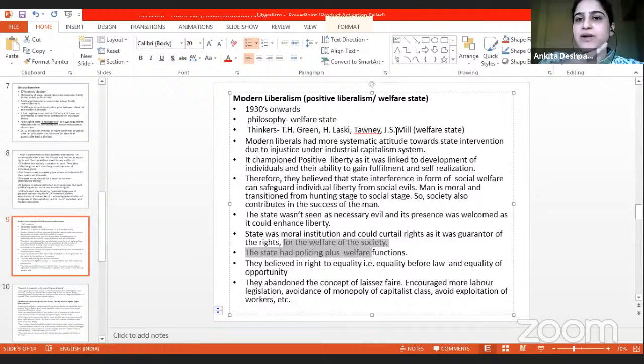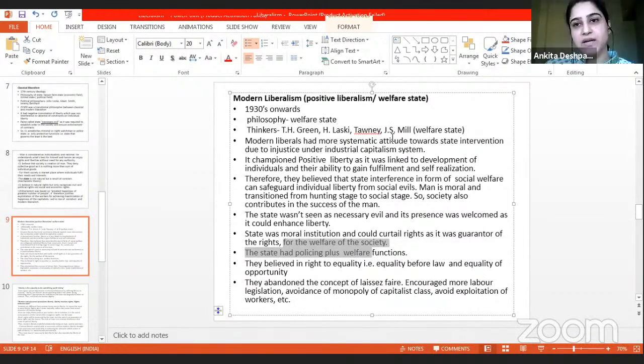Classical liberals spoke about the state having limited work, a necessary evil, only defense and protection. The welfare state under J.S. Mill said no, let the state have a more positive impact. More welfare function should be associated with the state. Why? Because they said, look what classical liberals ended up creating: exploitative classes. Capitalists became rich and workers became poorer and poorer. So the state has to intervene. That's why it is called positive liberalism, the positive role of a state. That is a welfare state.